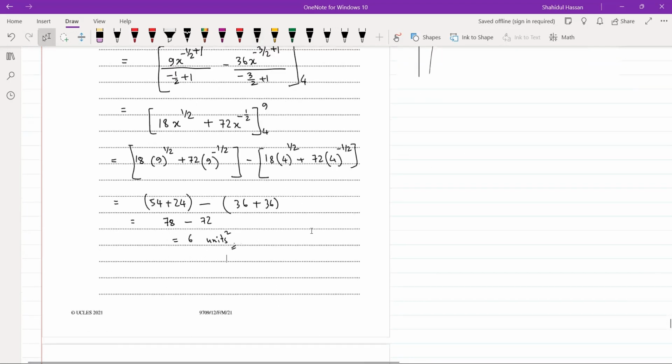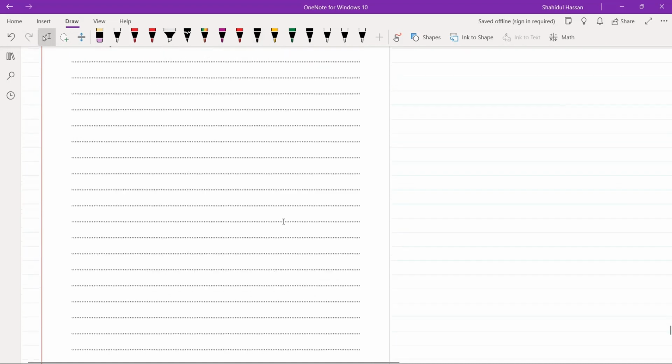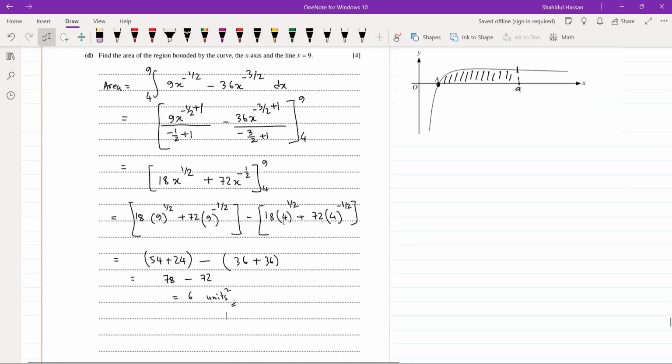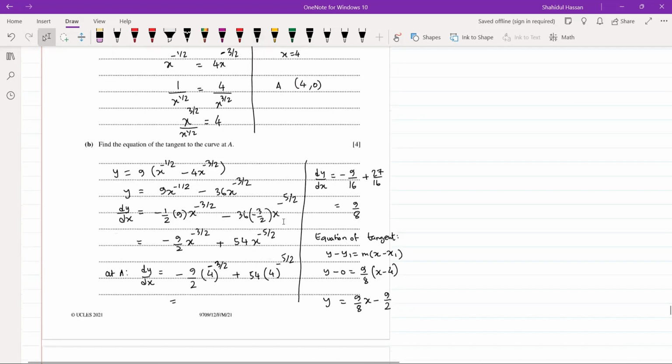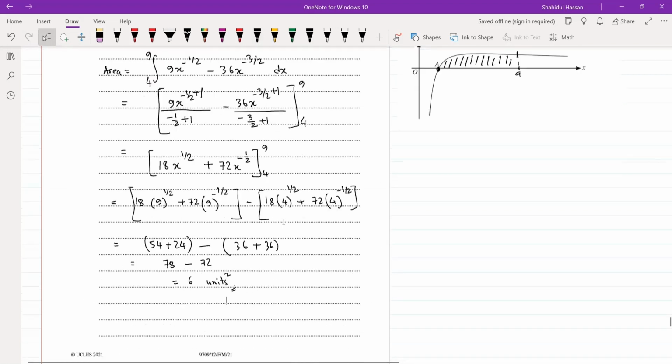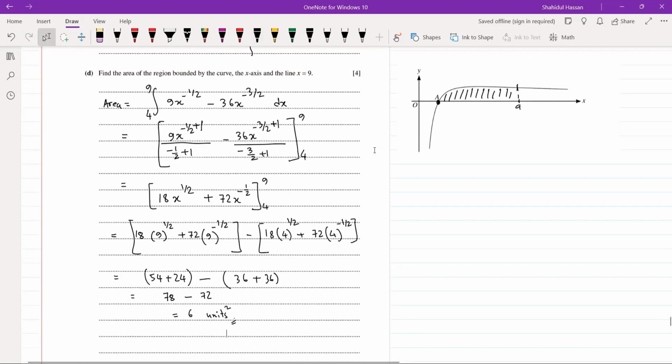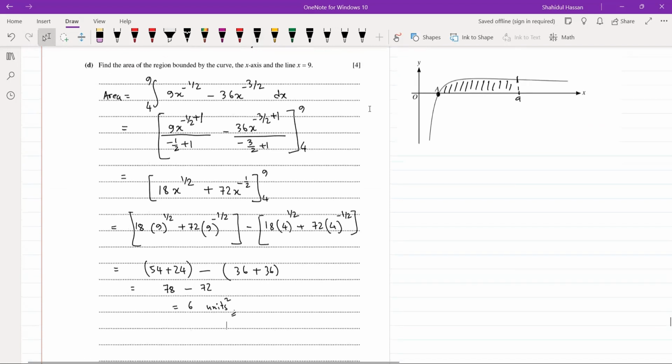That's how you do this question. And we are done with the paper. So this is it for the P1 paper. I hope you find this solution useful. Thank you very much.